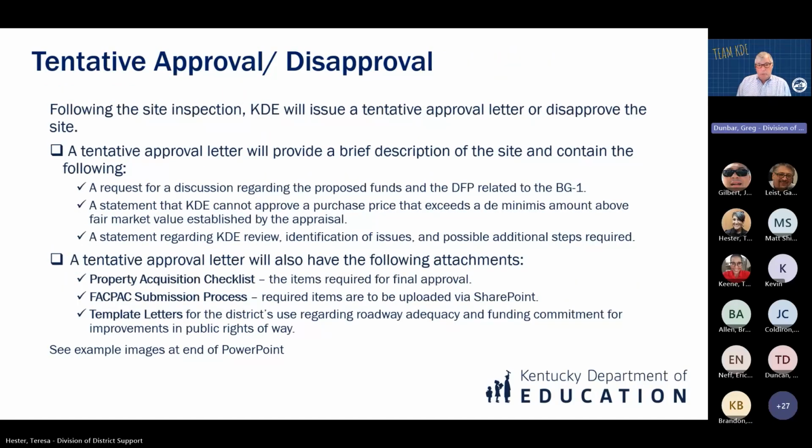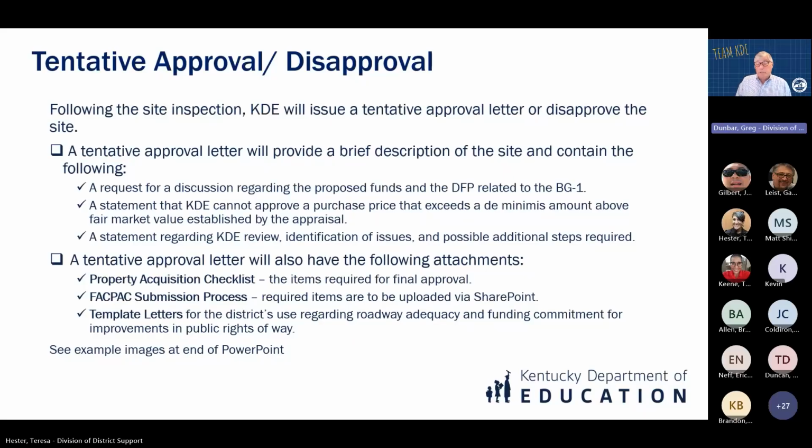So following the site inspection, we will issue a tentative approval letter or disapprove the site. Disapproval is rare, but I have disapproved a site on occasion. Tentative approval letter will provide a brief description of the site and contain a request for discussion regarding the proposed funds that are going to be used and how that would relate to the DFP and the BG1 that's used to administer the process. It will contain a statement that KDE cannot approve a purchase price that exceeds a diminished amount of the fair market value established by the appraisal. A statement regarding KDE review, identification issues, and possible additional steps required.